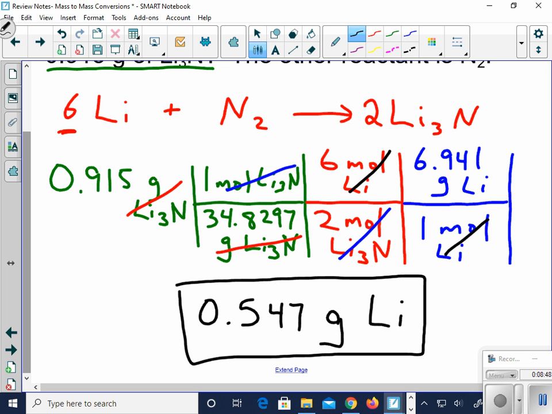Any questions here? Now, remember that this step and this step are flux capacitor mass to moles. The middle step is the molar ratio, like we did yesterday on our entrance slip.